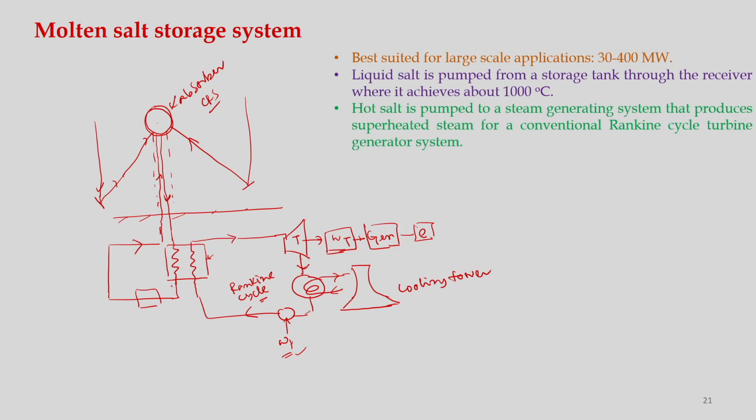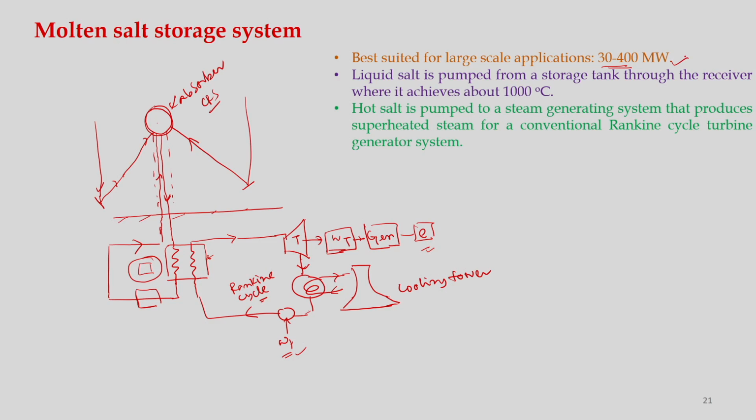Once heat is extracted from the molten salt, electricity is generated, but the salt is cooling down. If sometimes electricity is not being generated, or even if electricity is being generated but we have generated enough heat, then that heat can be stored in a storage system and utilized whenever required. So, this is best suited for large scale applications, as you can say, 30 to 400 megawatt.